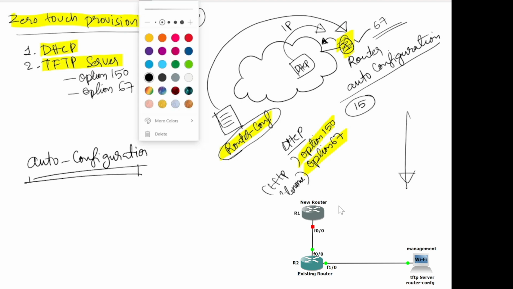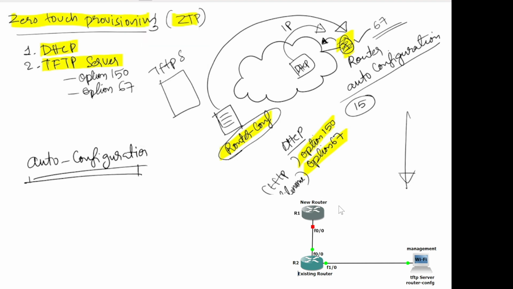I'm supposed to have a TFTP server over here, and inside the TFTP server I should keep this file router-conf. The newly booted router, getting the IP address from the DHCP server, will have option 67 as the file name of its config file, and option 150 as the IP address of the TFTP server. That is enough information for the router to contact the TFTP server for its configuration.